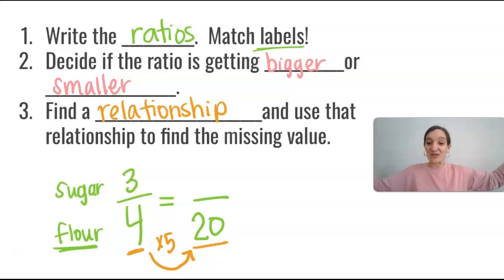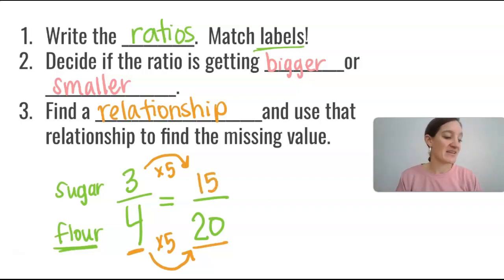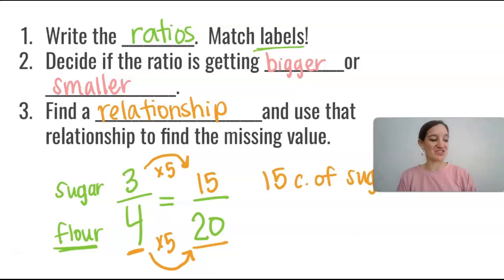See how my ratio is getting way bigger? So if I'm going 5 times the amount on my flour, that means I need to do the exact same thing to my sugar. I need to get 5 times bigger with my sugar, then they'll be equivalent, then they'll taste the same. So 3 times 5 is 15. I know that I need 15 cups of sugar to make my cookies taste the same as when it was just the 3 to 4 relationship.